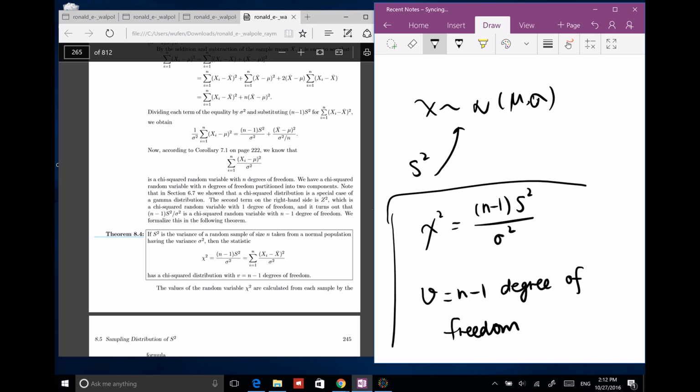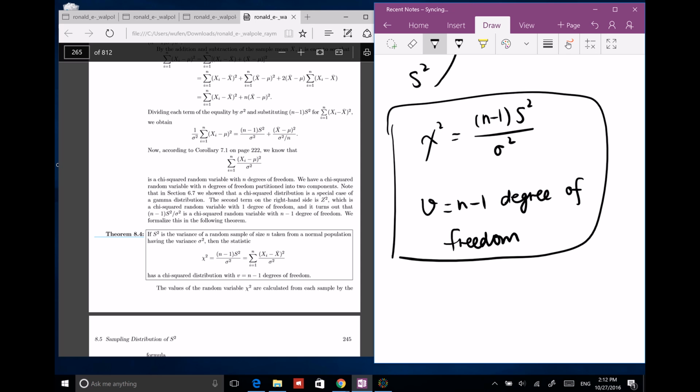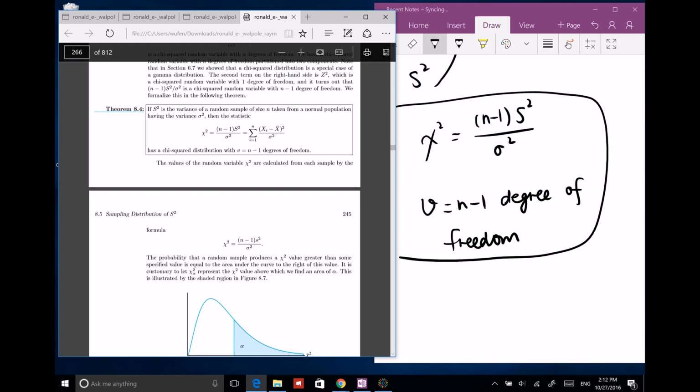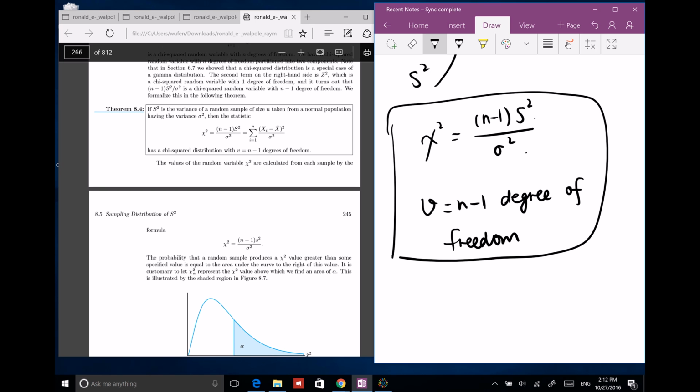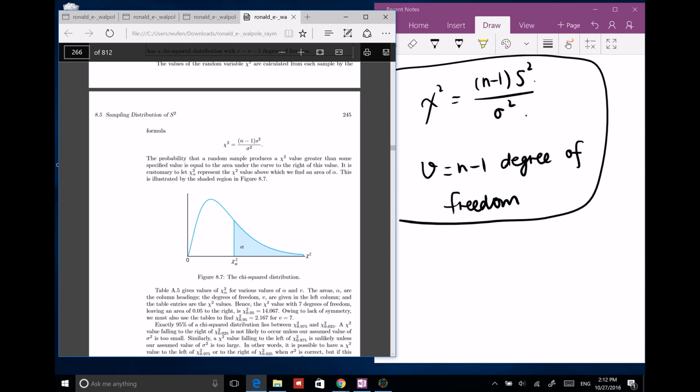In the homework you're going to have problems of finding chi-square values. We're going to look at that as well. The value of the random chi-square is calculated from each sample by the formula. Normally the problem will give you the variance or the standard deviation, and the n, so you can find chi-square yourself. The probability that a random sample produces a chi-square value greater than some specific value is equal to the area under the curve to the right of this value.